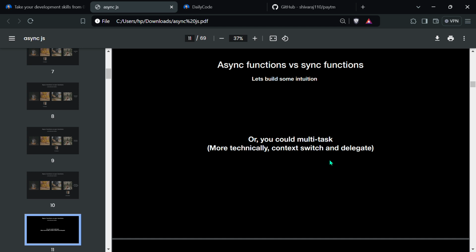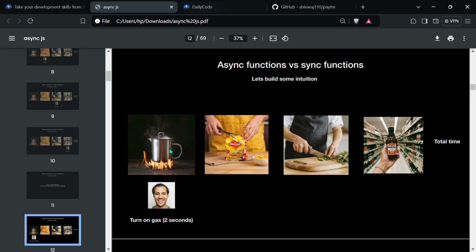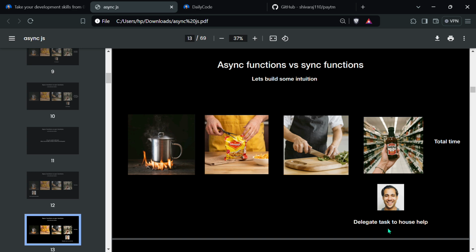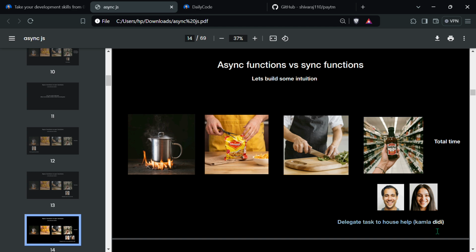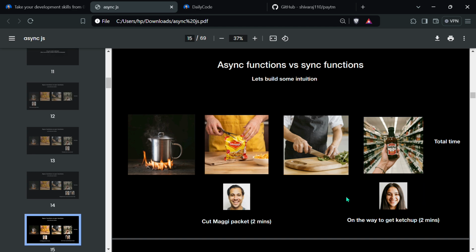Let's do this example in an asynchronous manner. First, you have to turn on the gas and put the water to boil, which would take 2 seconds in this example. And delegate a task to the house help, in this case, Kamala Didi. We are delegating the task to Kamala Didi. Kamala Didi is going to the shop and bringing the ketchup for us as we are preparing the Maggie for her too. Kamala Didi is on the way to get ketchup.